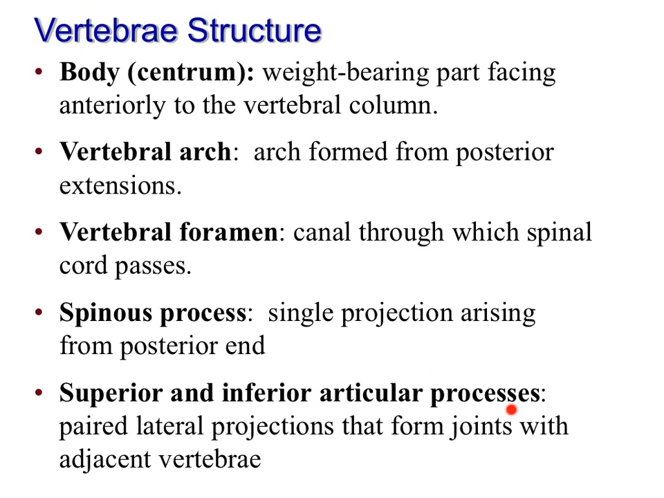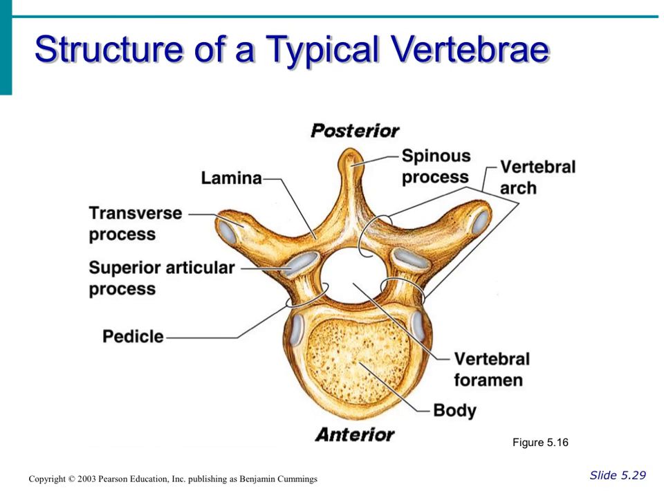articular processes. So this is what I was showing you before. Those are the points where the two vertebrae come together, and you have a superior one on the top that the vertebra above it rests on, and an inferior one that it rests on the lower vertebra. So let's look at the picture and we'll fill those in on the next slide. Here it is. Okay.